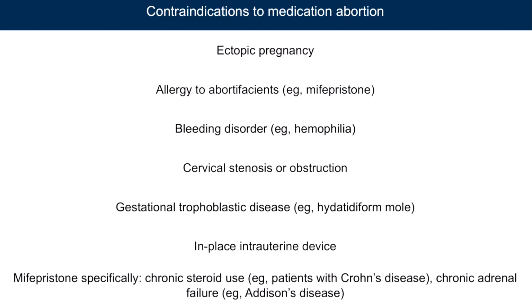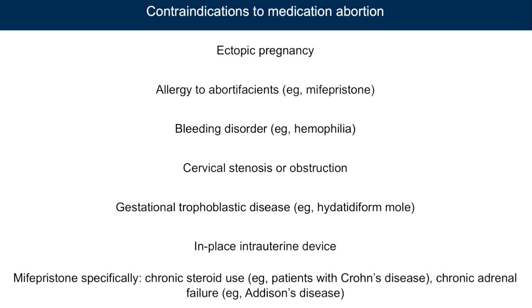This table summarizes the most important contraindications to medication abortion. Let's go through each contraindication one by one to understand why it's listed in this table. An ectopic pregnancy is unlikely to be terminated by mifepristone and misoprostol, and it has its own treatment recommendations. And that makes sense, because mifepristone and misoprostol work on the uterus, and if the pregnancy is not in the uterus, then you wouldn't expect these to be effective.